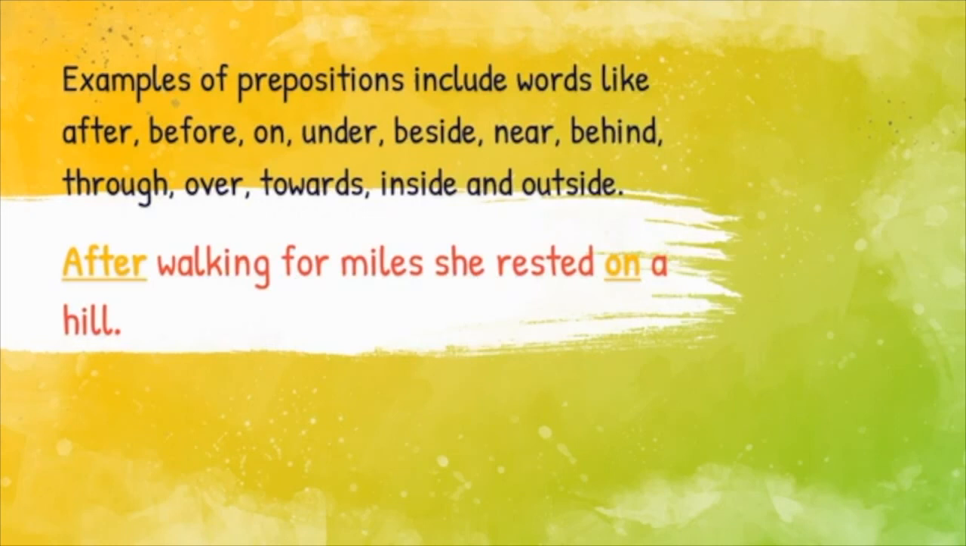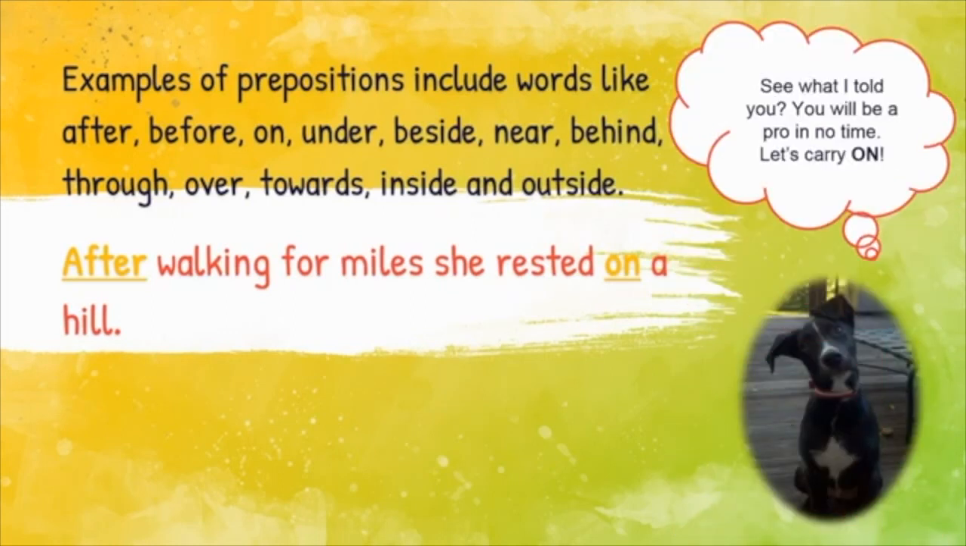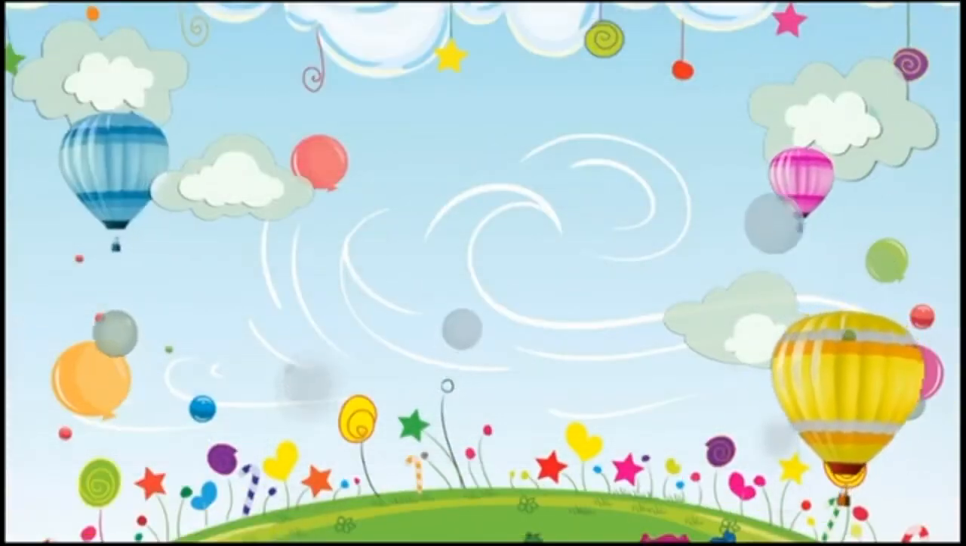Let's take a look at this example. After walking for miles, she rested on a hill. In this sentence, after tells us when she rested and on tells us where she rested. You are spot on, Patsy. Let's jump in.